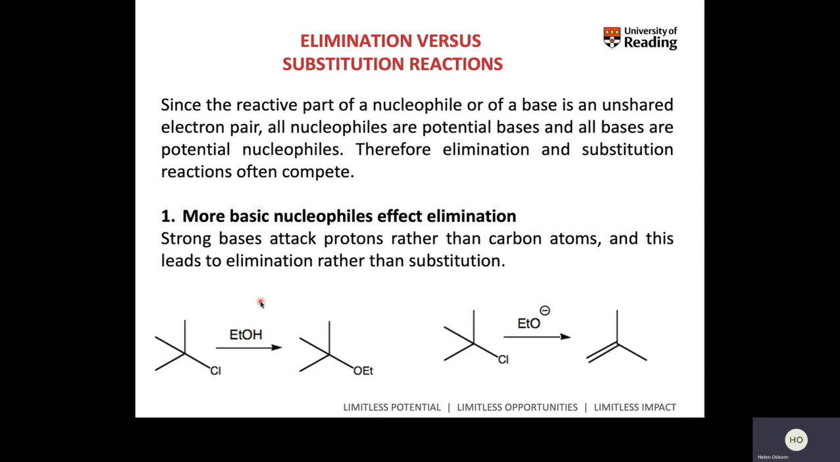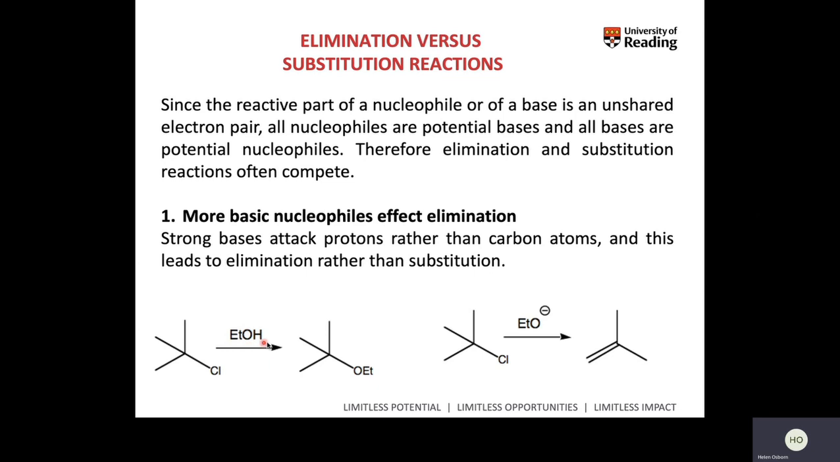I've got an example here where we've got exactly the same substrate. This part here is a tertiary butyl. We've got a methyl here, a methyl here, a methyl here on a carbon. And onto this, we've got a chlorine as the leaving group. So this tert-butyl chloride is the same molecule as in this reaction. But what is different is the nature of the species with which we are reacting this tert-butyl chloride.